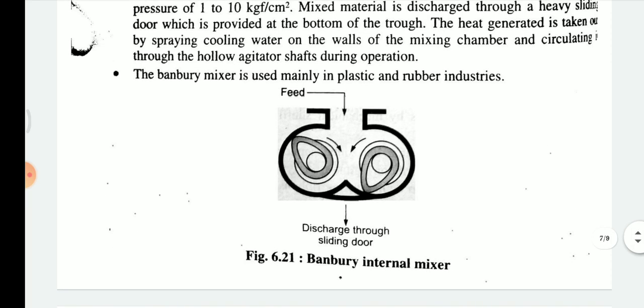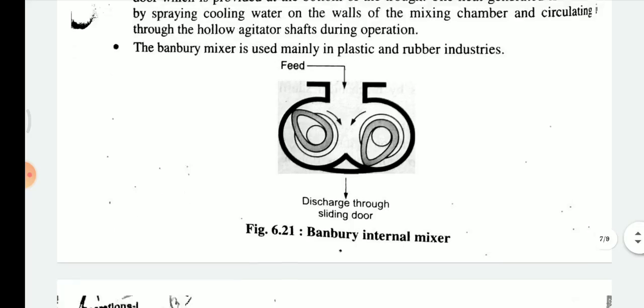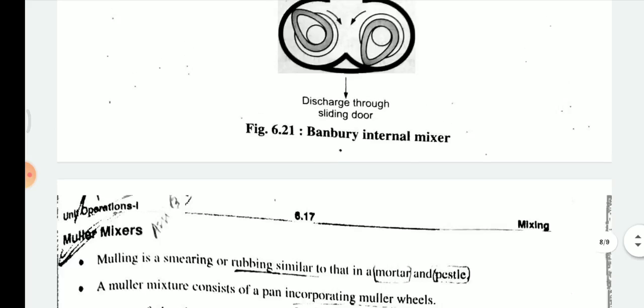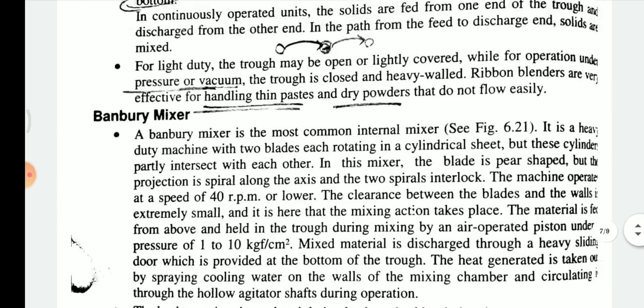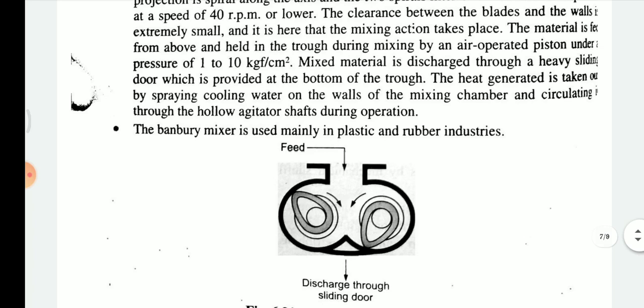And the Banbury mixer is used mainly in the plastic and rubber industry. This one is used mainly in plastic or rubber industries. So here is the Banbury mixer. Okay, you have to remember that the main type is used in plastics and rubber industries.